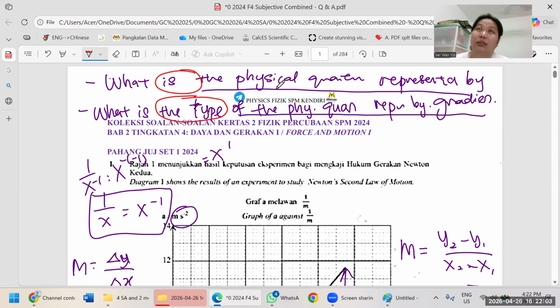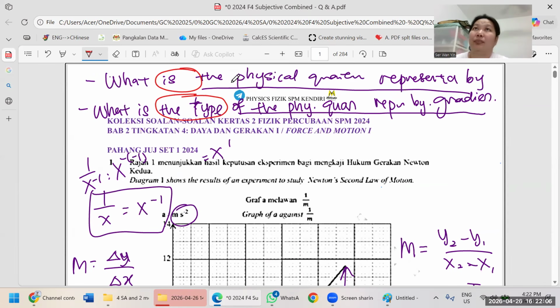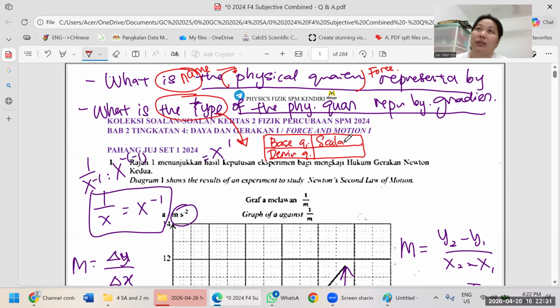What is means they want the name. What is means you write the name of the physical quantity like just now, force. What type means please choose. There are two groups of types. One is called base quantity, one is called derived quantity. Another is called scalar quantity, another is called vector quantity.